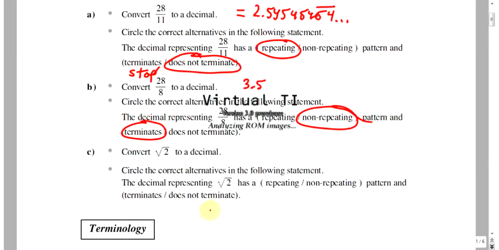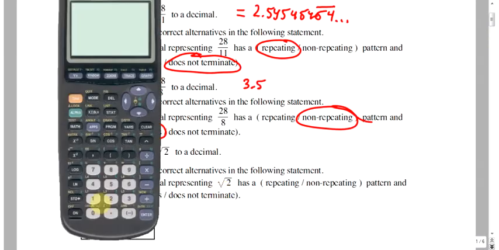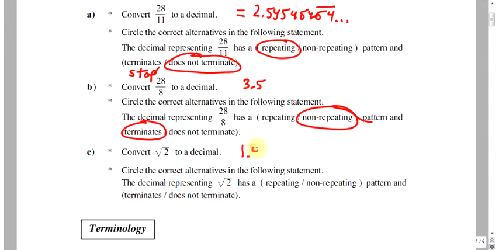Okay, root 2. That's a funny one. What happens with that? The square root of 2, we should all know where that button is on our calculator. 1.41421356. Do you think it just stops there? Or is that just all the digits my calculator is going to give me? It's the latter. It doesn't stop after 2. It keeps going forever and ever and ever.